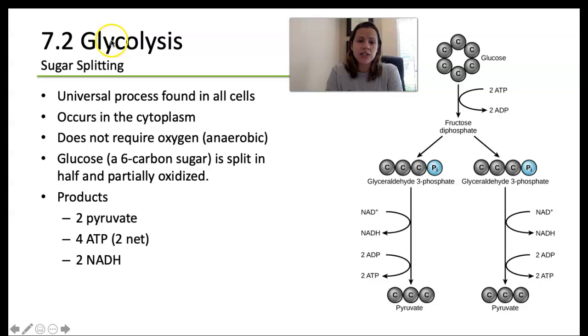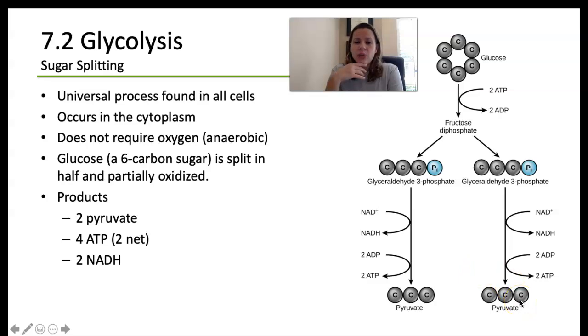Glycolysis literally translates to sugar splitting. It's a universal process found in all different types of cells, and it occurs in the cytoplasm. Since all cells have cytoplasm, and since all cells do glycolysis, scientists think that this is the very first metabolic pathway that evolved. The idea is that we start with a 6-carbon glucose and break it apart into 2 3-carbon molecules, creating a product called pyruvate.